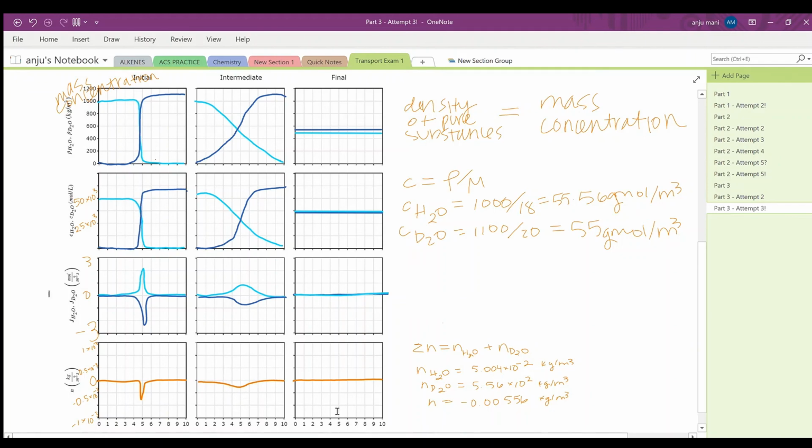And then at a final time point where diffusion is complete, there isn't a concentration gradient for diffusion, so our mass flux is zero throughout our system.